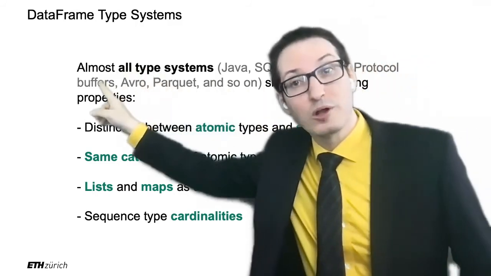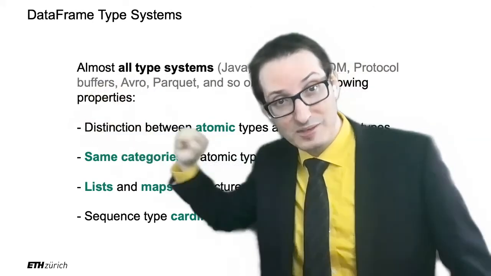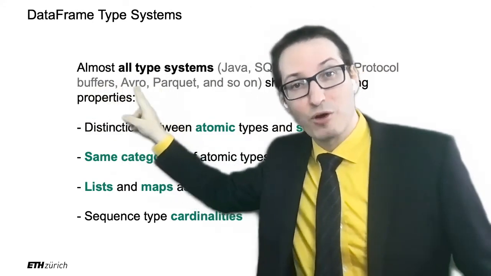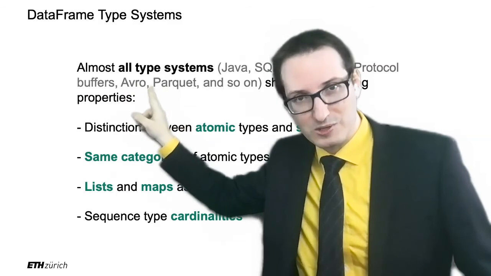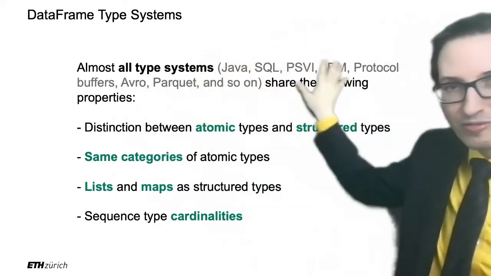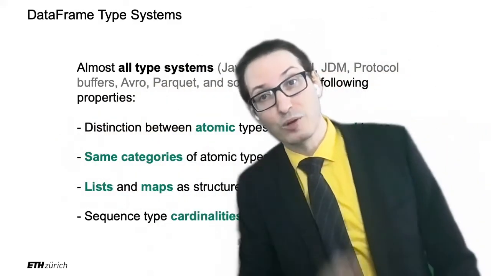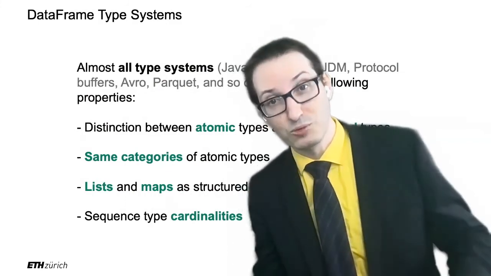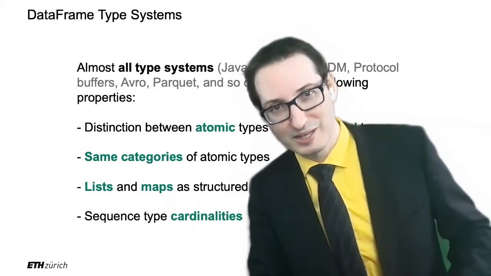Protocol buffers is a Google technology for storing trees. Avro and Parquet are binary formats for storing data, similar to JSON. I'll come to it. But basically, all of them share common features, and that makes it super easy to learn. So what are the common features that they share?